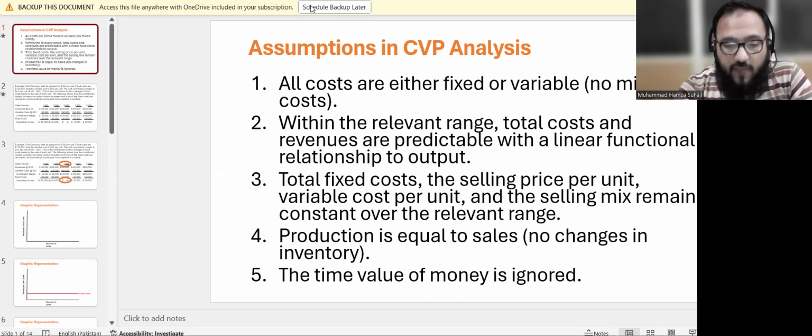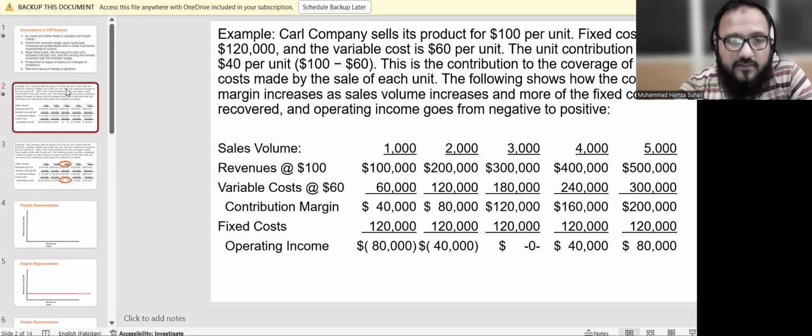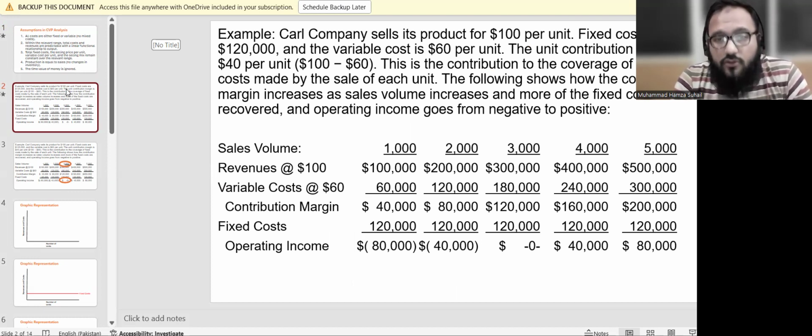Okay. So having talked all about this and having understood the concept of contribution, there is one more thing that we need to discuss, and I would like to share a numerical example with you guys. So let us take the example of Carl Company. Carl Company sells its products for $100 per unit. Fixed costs are $120,000 and the variable cost is $60 per unit. The unit contribution margin is $40 per unit. As you can see, the difference of $100, which is the selling price, and $60, which is the variable cost per unit, is the contribution to the coverage of fixed costs made by the sale of each unit.